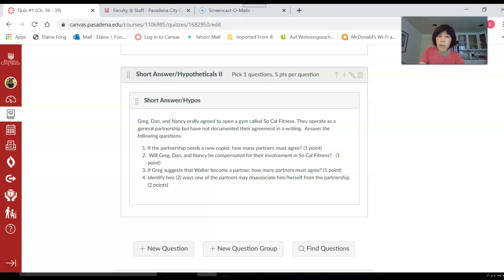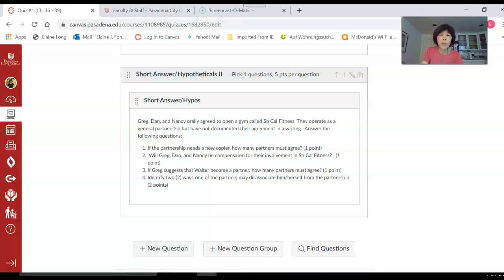Number 3, if Greg suggests that Walter become a partner, how many partners must agree? All right. If you're going to admit a new partner, you need unanimous agreement among the partners. So all 3 need to agree to add Walter. And then number 4, identify 2 ways the partners may dissociate. And I have a typo here. I'm sorry about that. The word is dissociate, not disassociate. All right. But how could they do that?